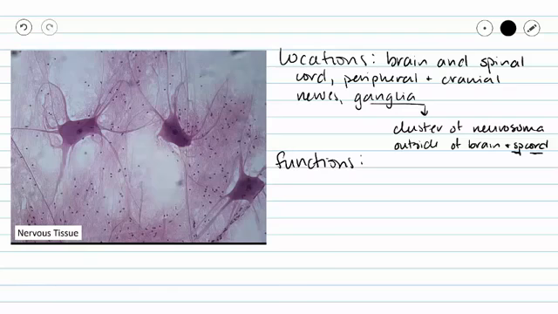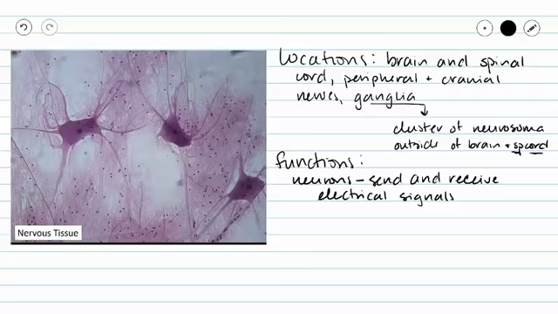When we talk about functions, we need to distinguish between our neurons and our neuroglia. So neurons are going to send and receive electrical signals, and in this way they allow our body to communicate between the brain and all of the various different other parts of your body. So our neurons are going to function in communication throughout our entire body.